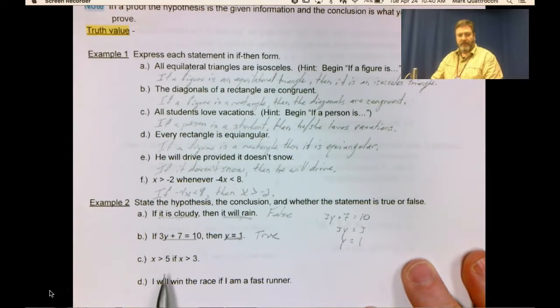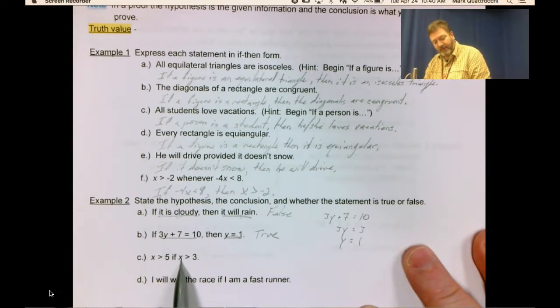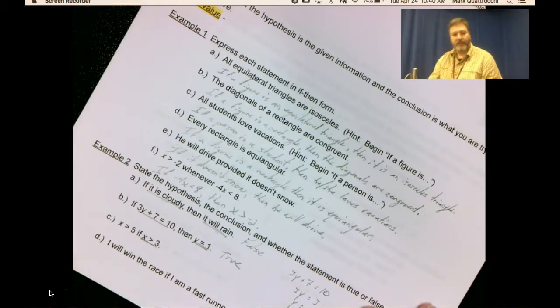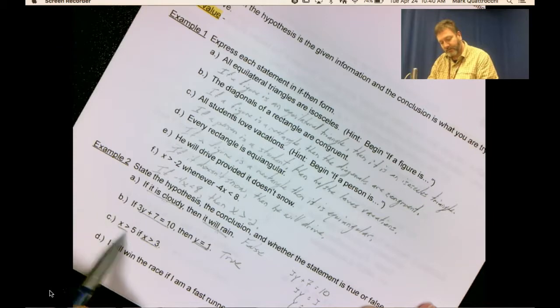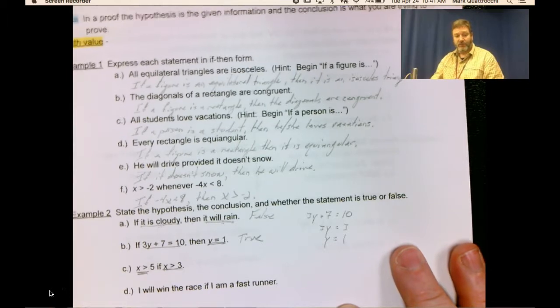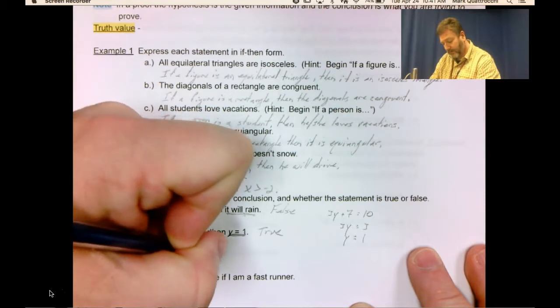Okay. This is not in our typical if-then statement form. That's fine. The hypothesis is still the part that comes after the if. So x is greater than 3. The conclusion, x is greater than 5. Is this true? No. This is false.